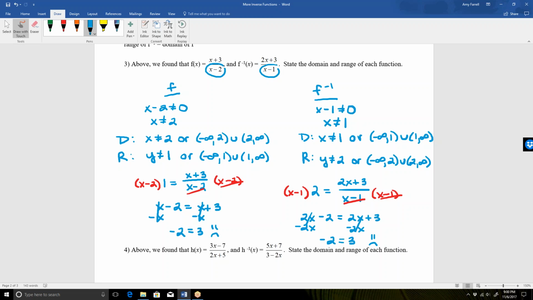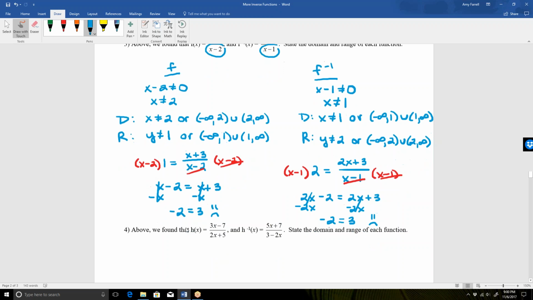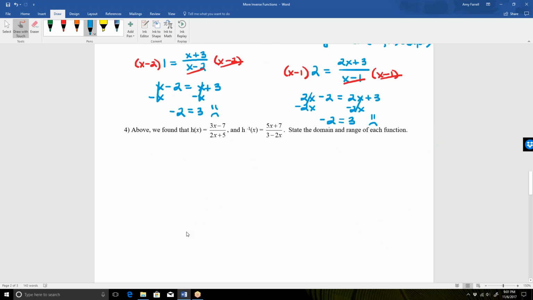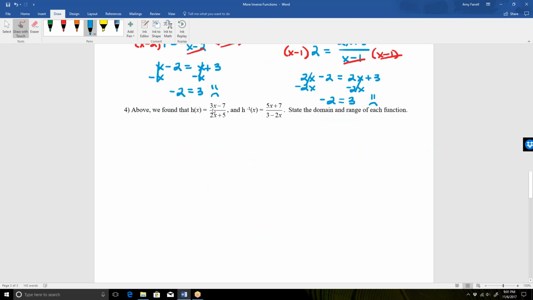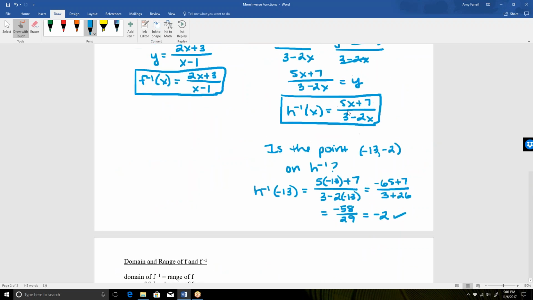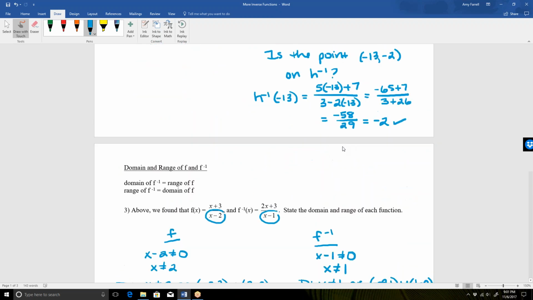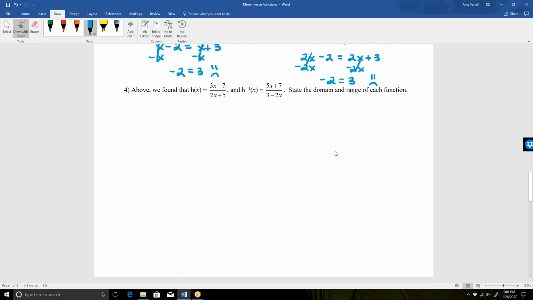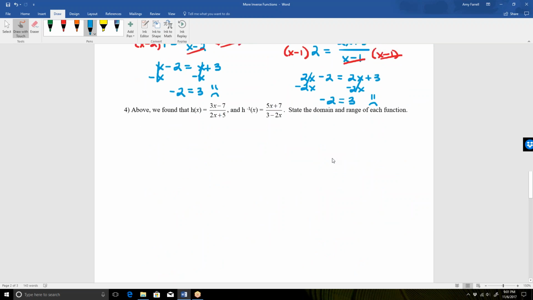So you don't have to show this. I just wanted to explain to you why those numbers are not part of the range. Let's do one more like this. Above, we found that h of x was this, and then we found h inverse, (5x plus 7) over (3 minus 2x). Just to show you, it's this thing right here. I just copied it down here. So we've already done the calculations. Now we want the domain and the range of each of these functions.